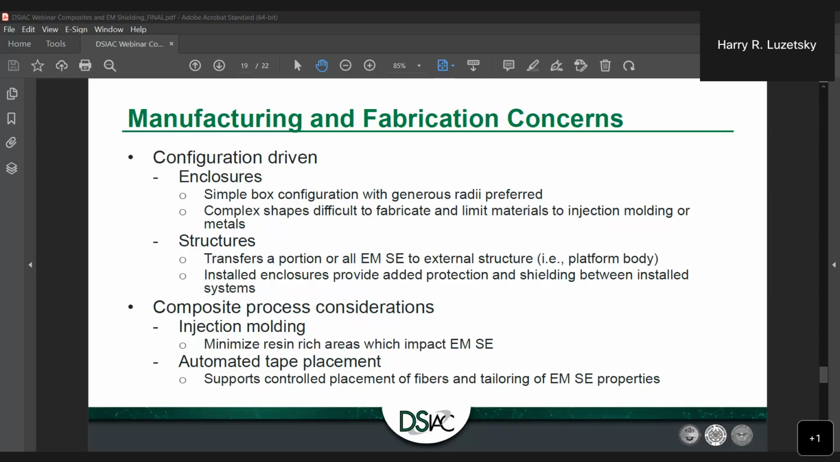Automated tape placement, which we have been working with, has been demonstrated to support controlled placement of fibers and tailoring of the EM shielding effectiveness properties. We're actually able to run the fibers with pretty good indication of where they are. No resin-rich areas, no fiber wash, and as such, that even helps in some of the modeling that we've been trying to do as well. Next.